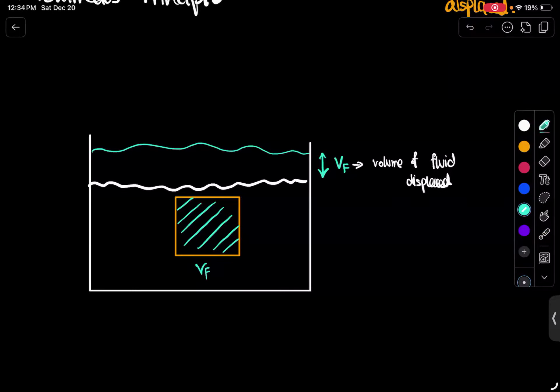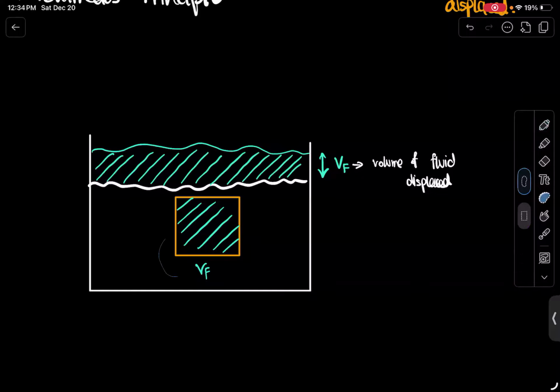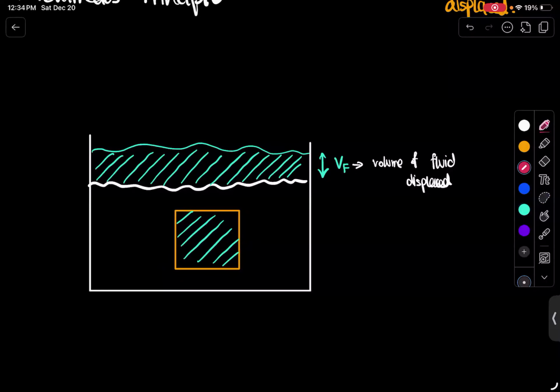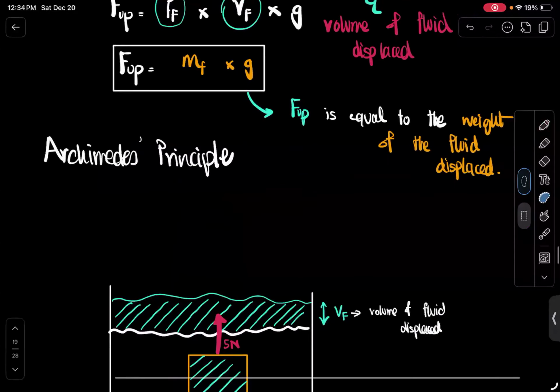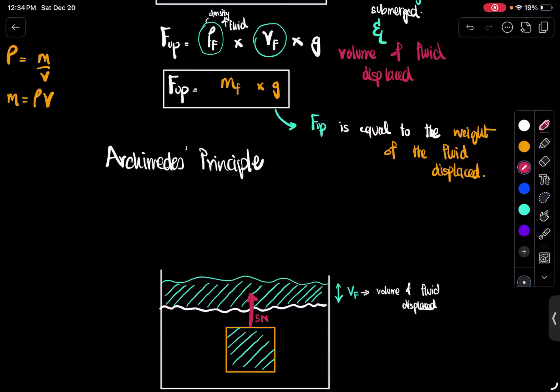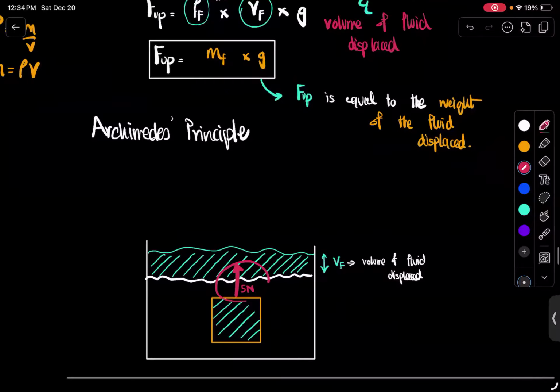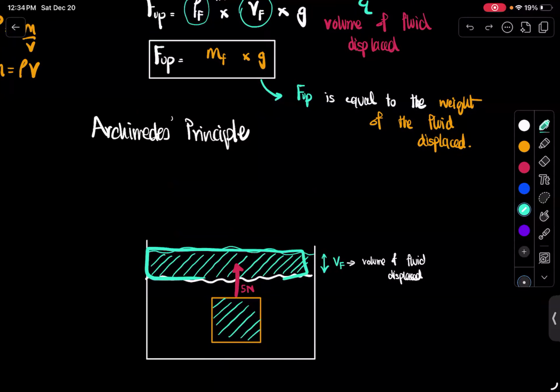Okay. Now, the idea of upthrust, what we learned from the equation above, is that, if you remember, upthrust is always pointing upwards. We learned that earlier as well. Let's say this is 5 newtons. Okay. Now, what this equation is telling me is that this force of upthrust is equal to the weight of the water that you have displaced.